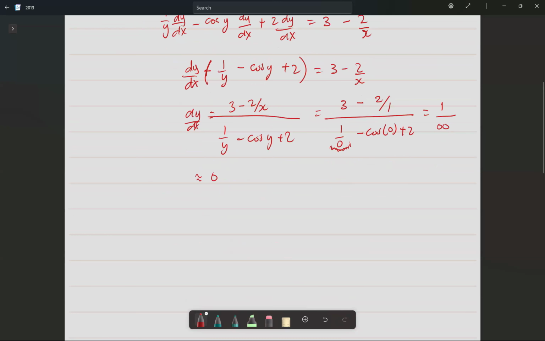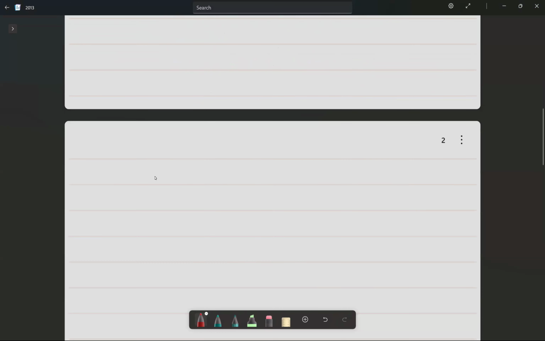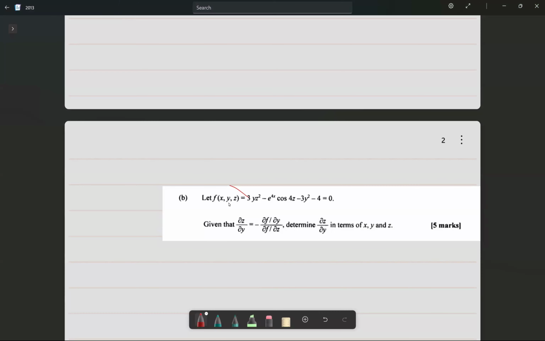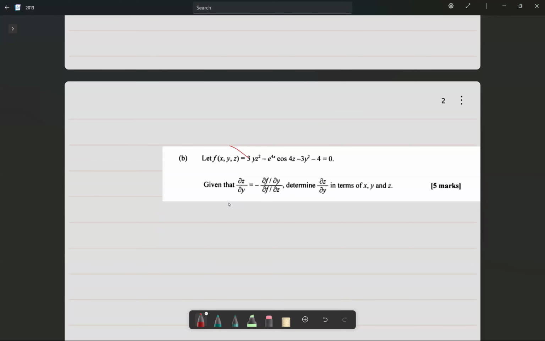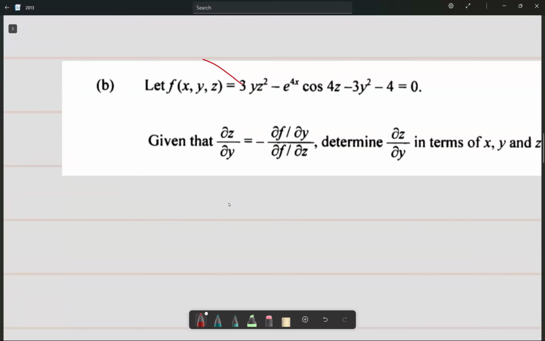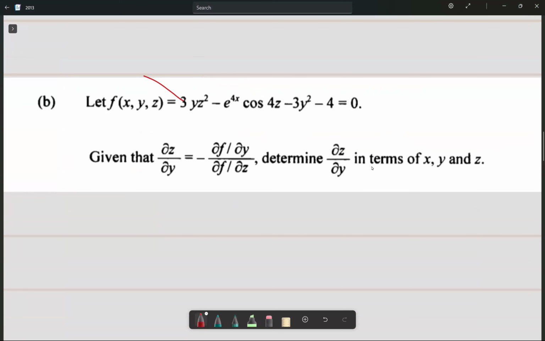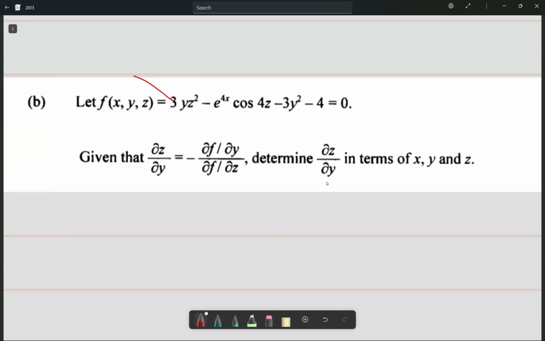The next part of the question, part B, says, here is a function which takes three things, x, y, and z. Okay, so it's a 3D function. And given the partial derivative with respect to y is this, determine this in terms of y. So you just need to find this section and put it in this form.